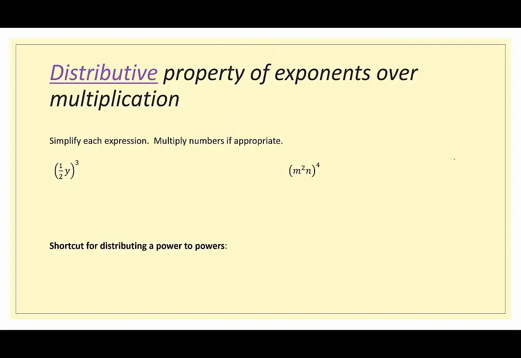Last up, we have the distributive property of exponents over multiplication. So you've probably heard of the distributive property before. We have a distributive property for multiplication over addition or subtraction, and here we have the distributive property of exponents over multiplication. And again, we're going to look for the shortcut here. Simplify each expression, multiply the numbers if appropriate. Okay, so this time we have this thing inside the parentheses, so that would be our base, and we want that base 3 times.